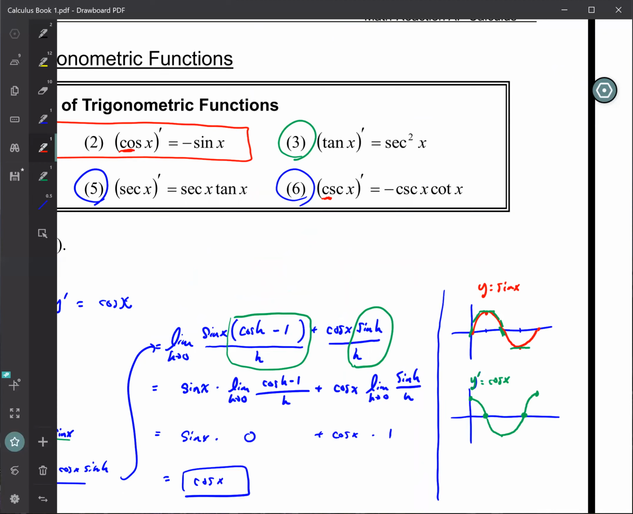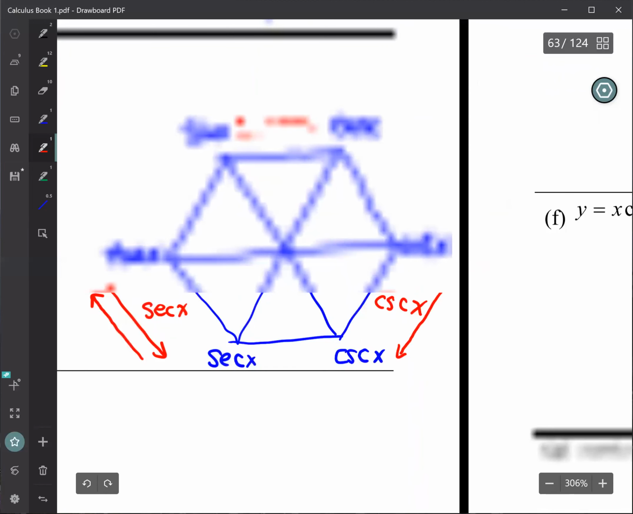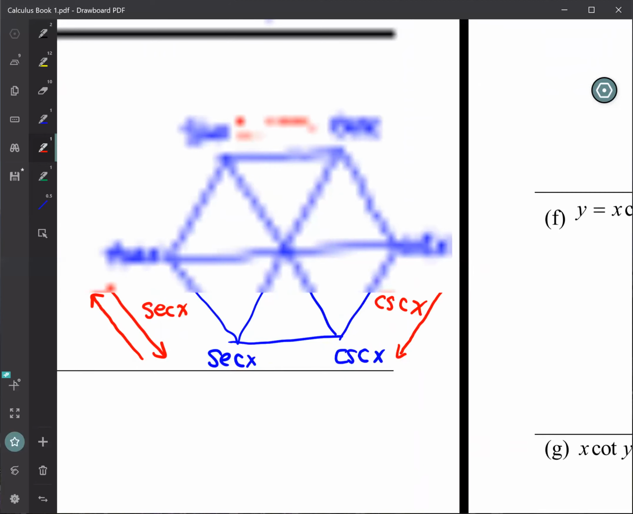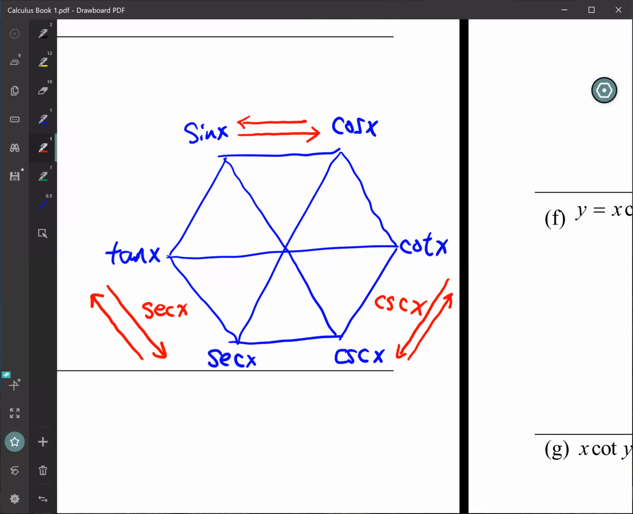Okay, very good. So, same picture again. Cosecant is a co-function, so you need to add a negative sign. You go backwards and you get cosecant cotangent. Don't forget the negative. That's all.